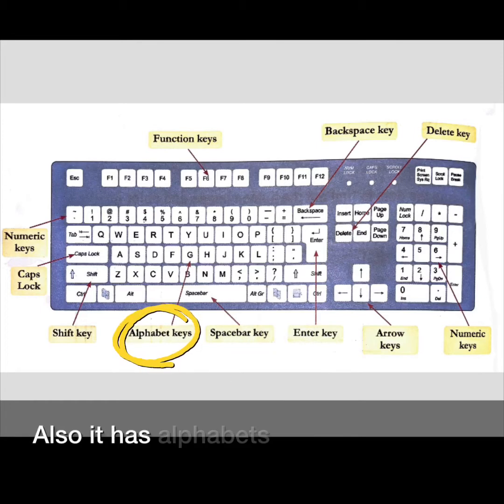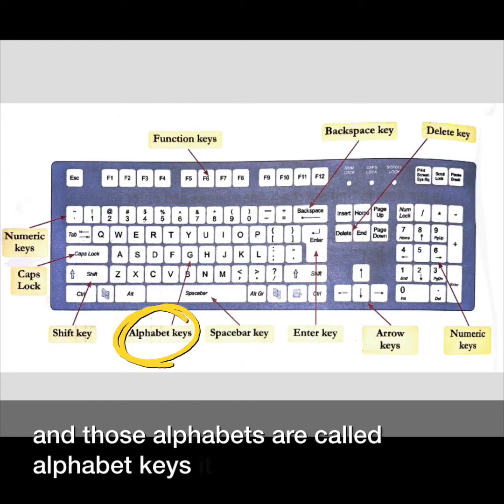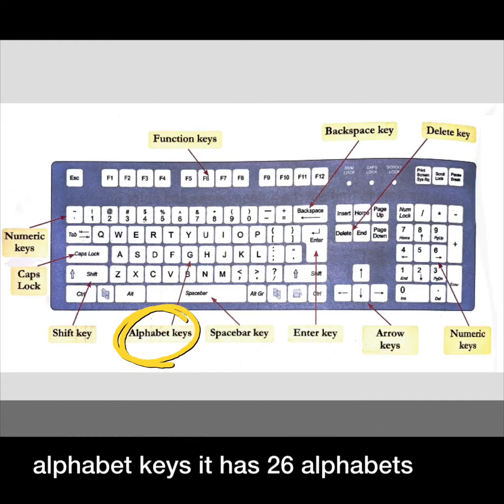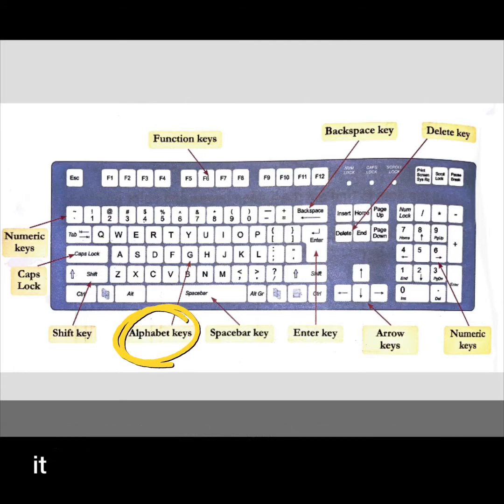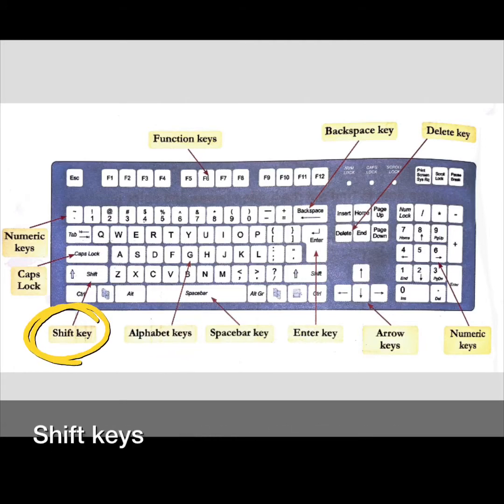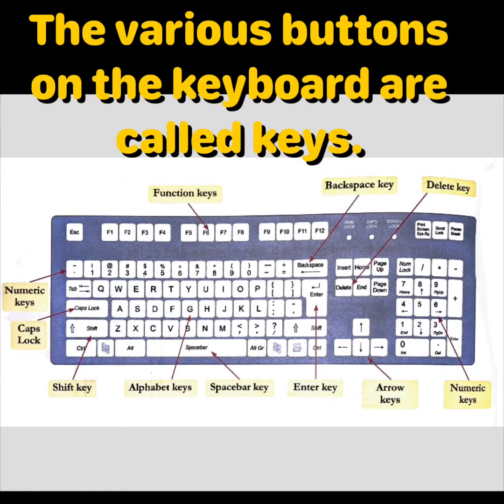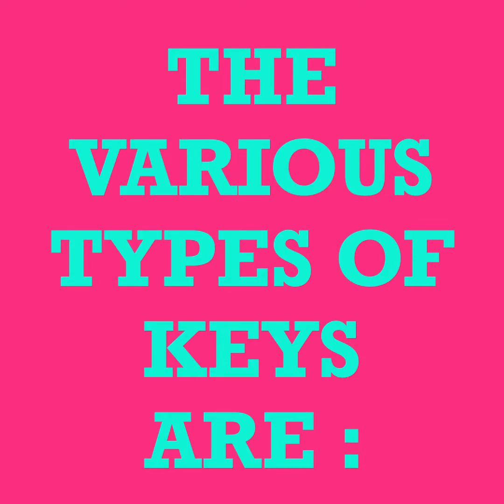Also it has alphabets, and those alphabets are called alphabet keys. It has 26 alphabets on it. Shift keys and caps lock. And the various buttons on the keyboard are called keys. Now let's know the various types of keys.